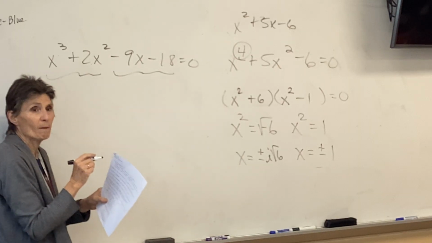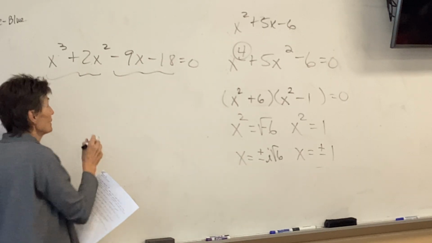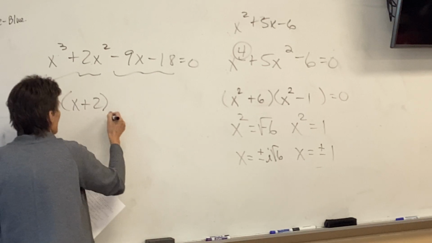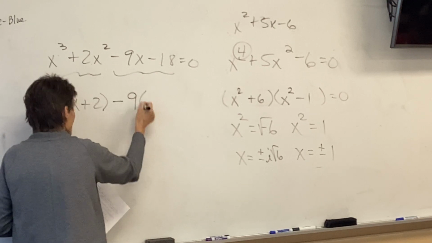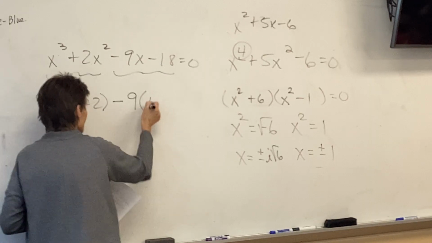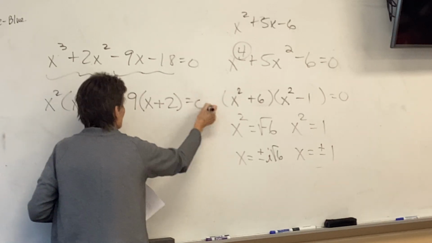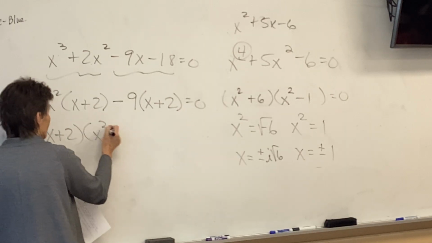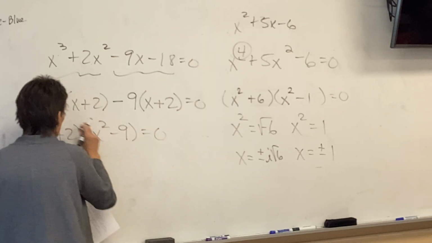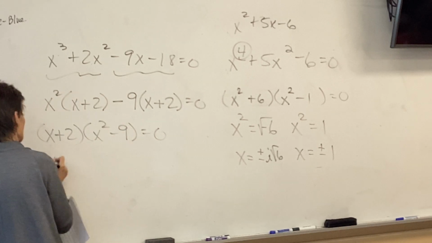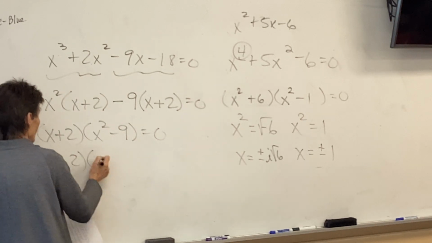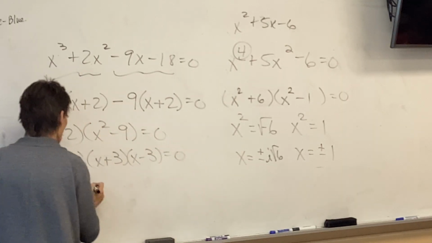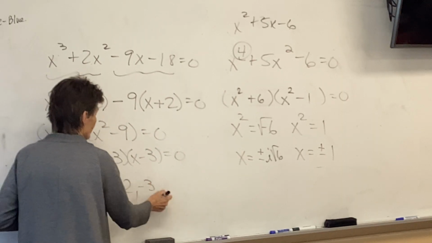This one factors by grouping. So x squared, x plus 2, minus 9, x plus 2. x squared minus 9 factors. So x equals negative 2, negative 3, or 3.